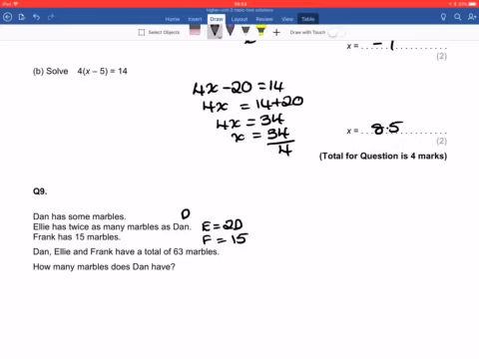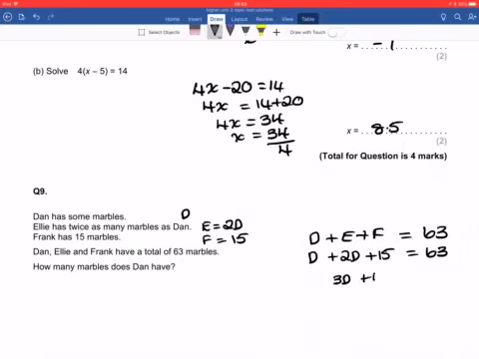Okay, if D plus E plus F, which is what they're saying, have got 63, let's have a look. That's D plus 2D plus 15 equals 63. So 3Ds, 3 lots of Dan's marbles, plus 15 equals 63. That must be 3D equals 63 minus 15. 3D equals 48.